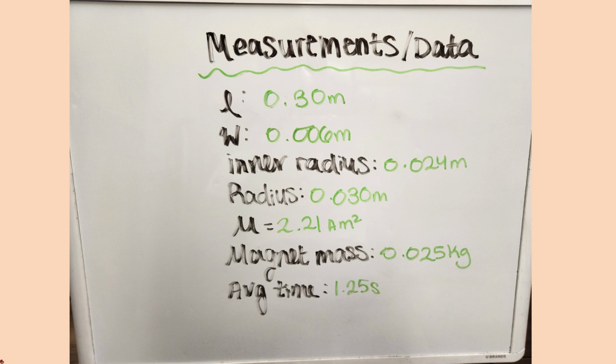So here are all the measurements and data I collected from the experiment. The length of the tube was 0.3 meters, the width 0.006 meters, the inner radius was 0.024 meters, and the radius was 0.03 meters. Mu was 2.21, the magnet mass was 0.025 kilograms, and the average time that I calculated from the 5 trials was 1.25 seconds.